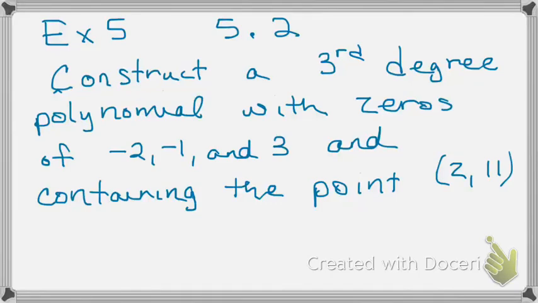So we have to construct a third degree polynomial. So my highest power is going to be a 3. It has to have zeros at -2, -1, and 3, and it has to contain the point (2, 11).